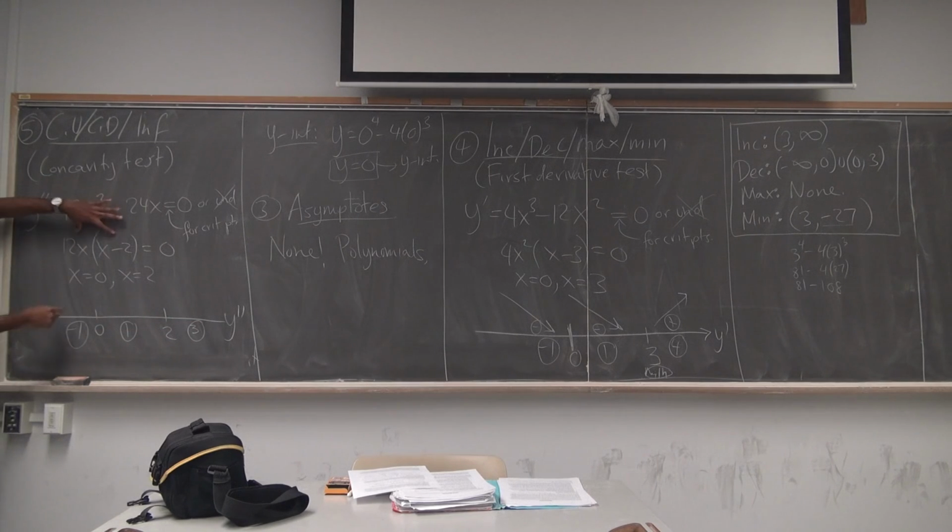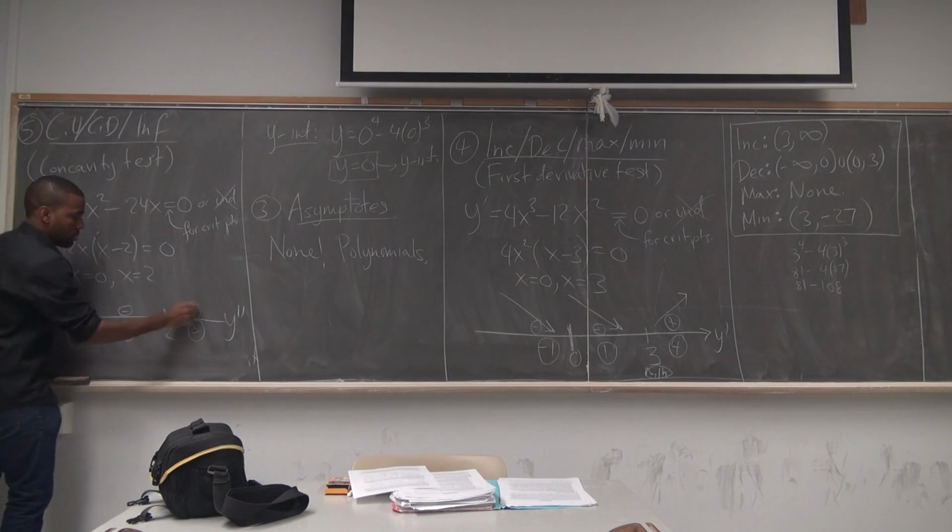So plug into the factored form. Negative 1 here gives me a negative. Negative 1 here gives me a negative. Negative times negative is positive. Plug in a 1 here, that's a positive. Plug in a 1 here, that's a negative. Positive times negative is negative. Plug in a 3 here, that's a positive. Plug in a 3 here, that's a positive. Positive times positive is positive.